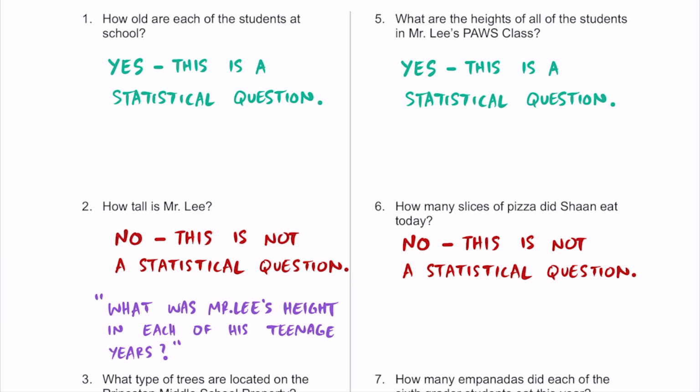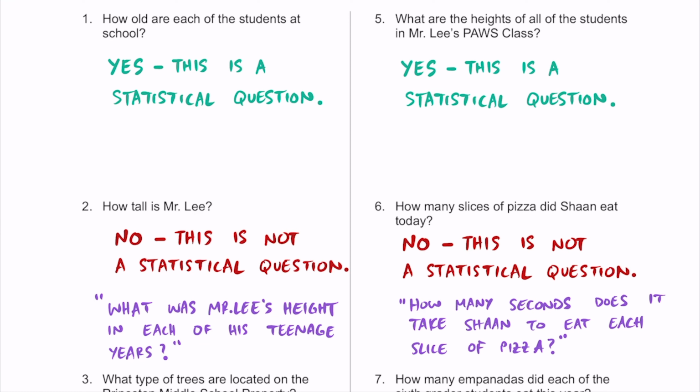However, rewording this into a statistical question, we could write, how many seconds does it take Sean to eat each slice of pizza? Because for each slice of pizza, we could record the amount of time it takes him to eat, we could collect some data on that, and it would be a statistical question.